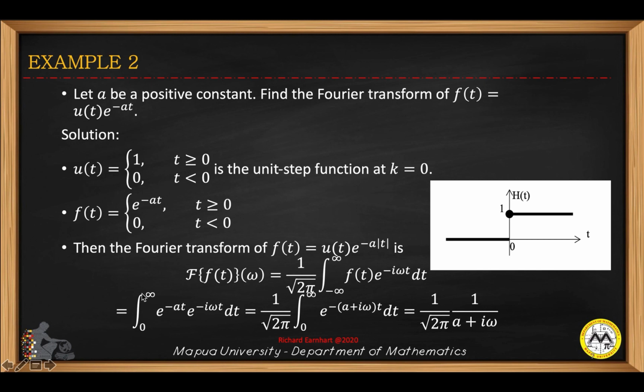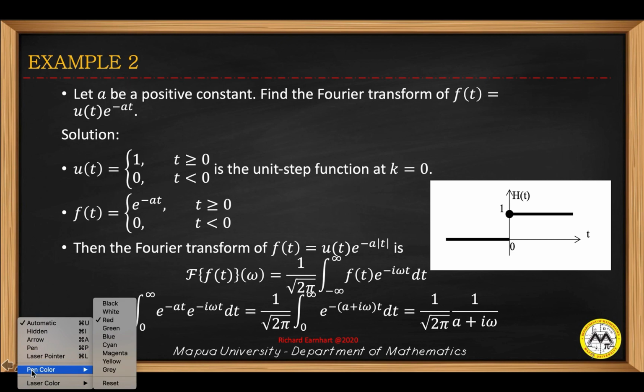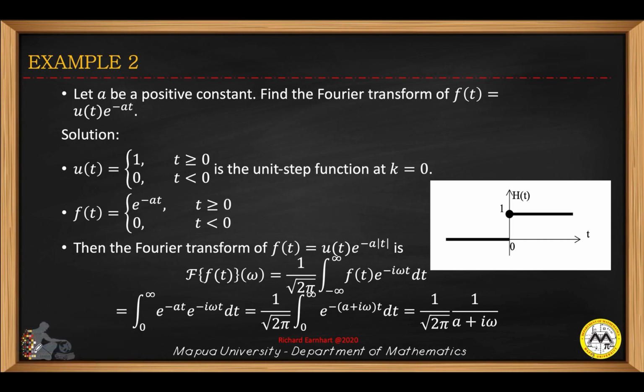Okay, I forgot something here. There should be 1 over square root of 2 pi here, integral from 0 to infinity. Your f of t is e to the negative a t, e to the negative i omega t dt. You can combine the powers of e here, so you can rewrite it as e to the negative of the quantity a plus i omega t.